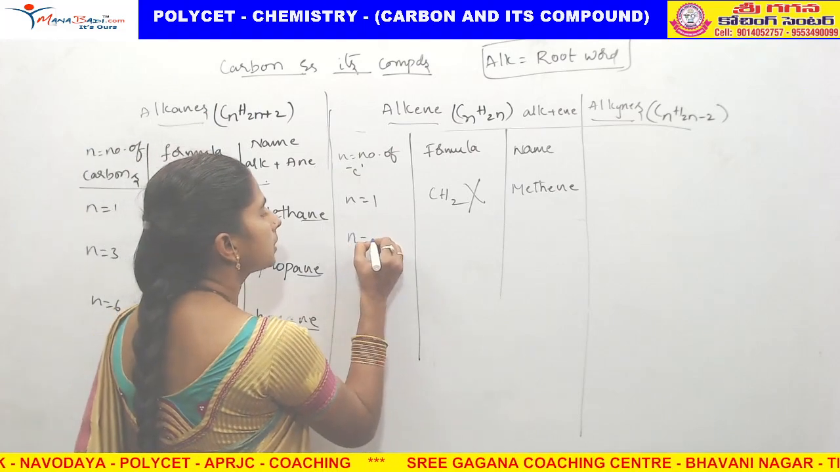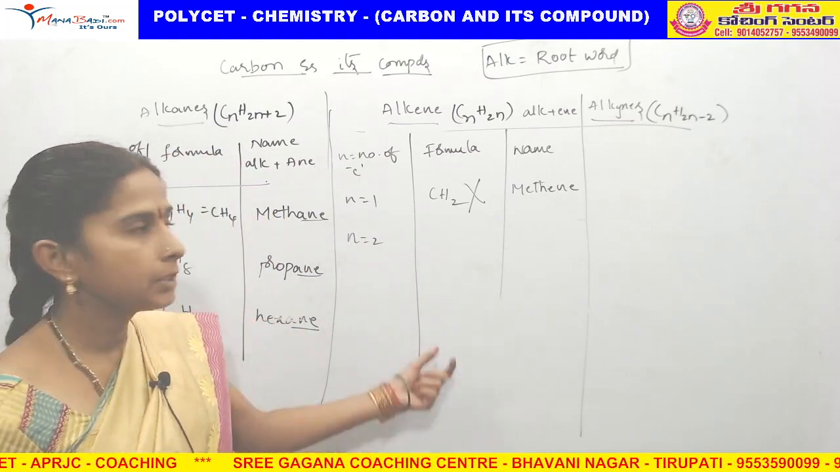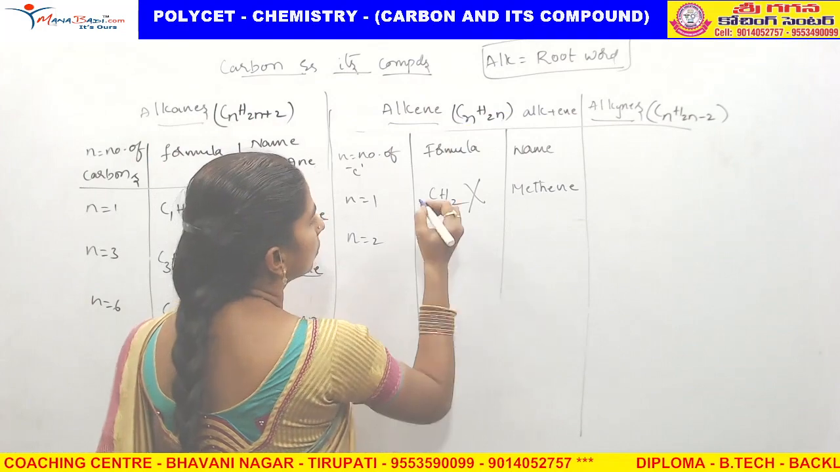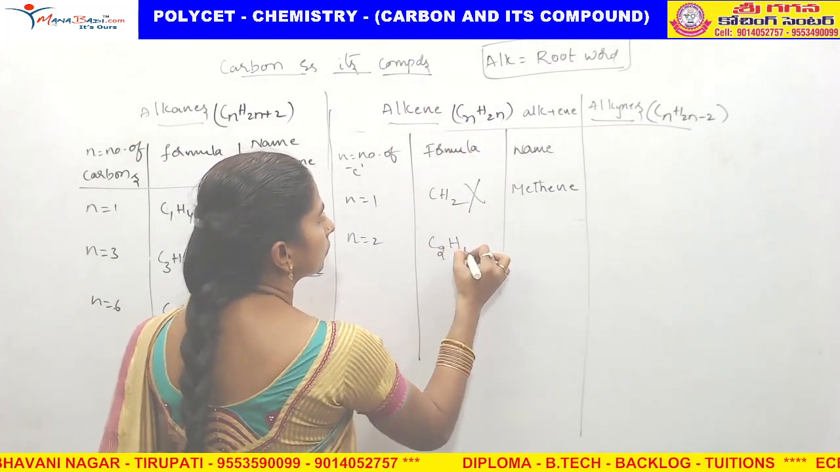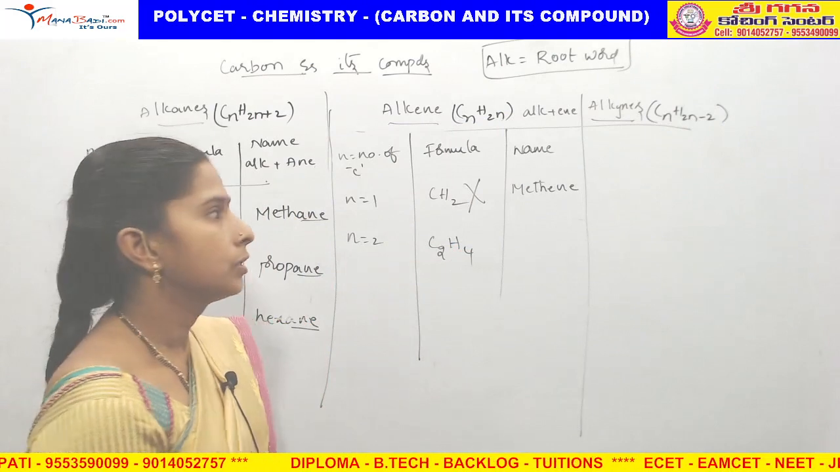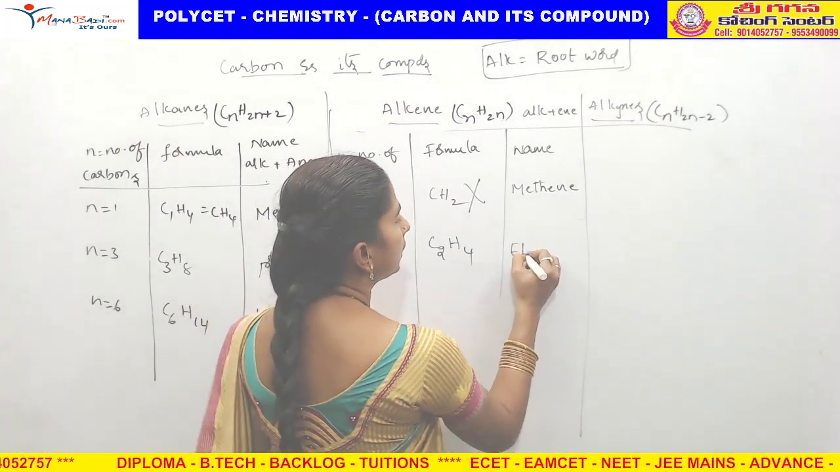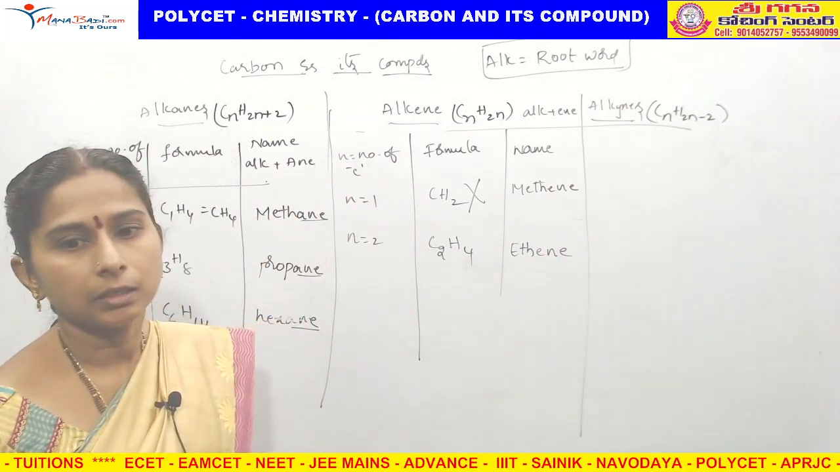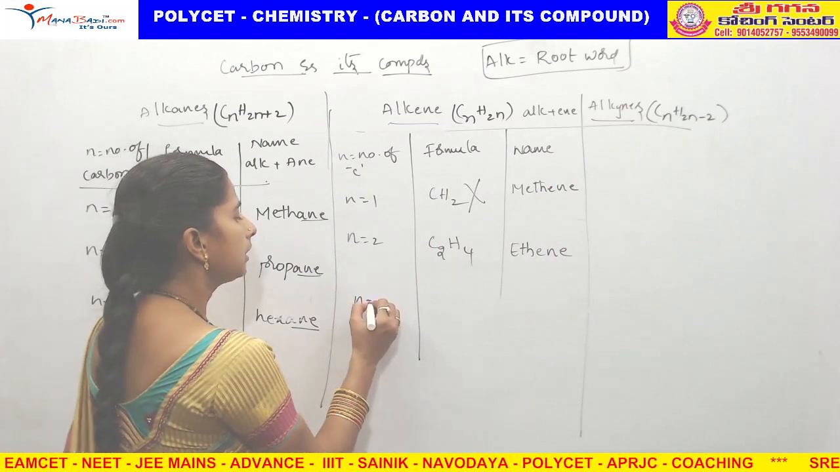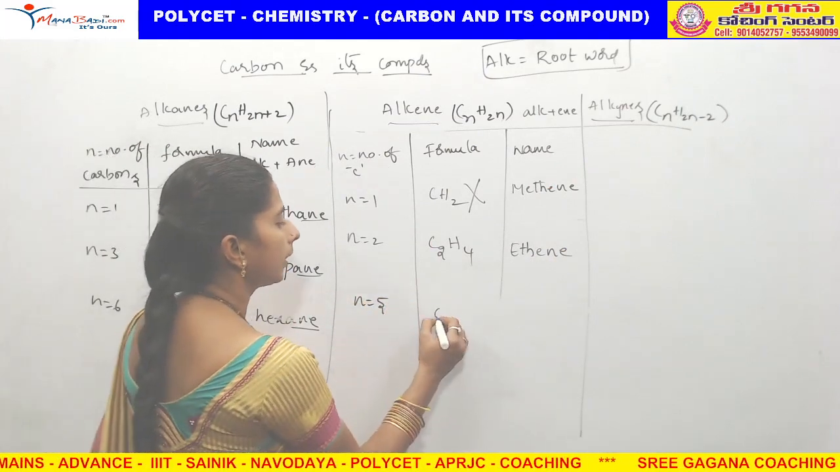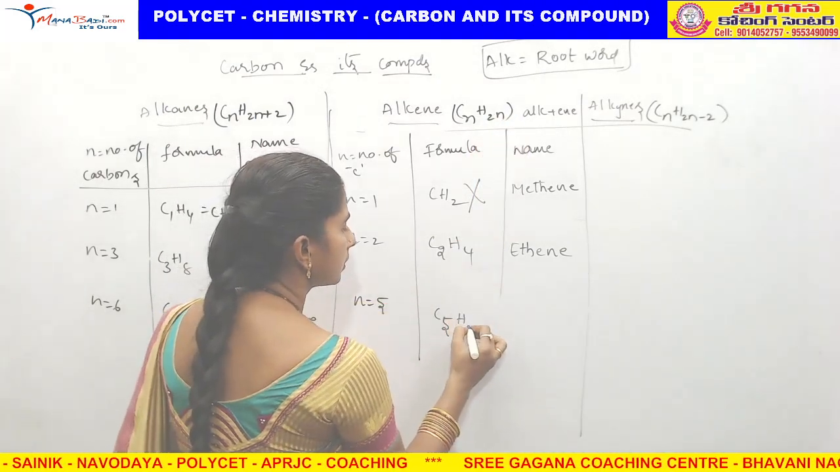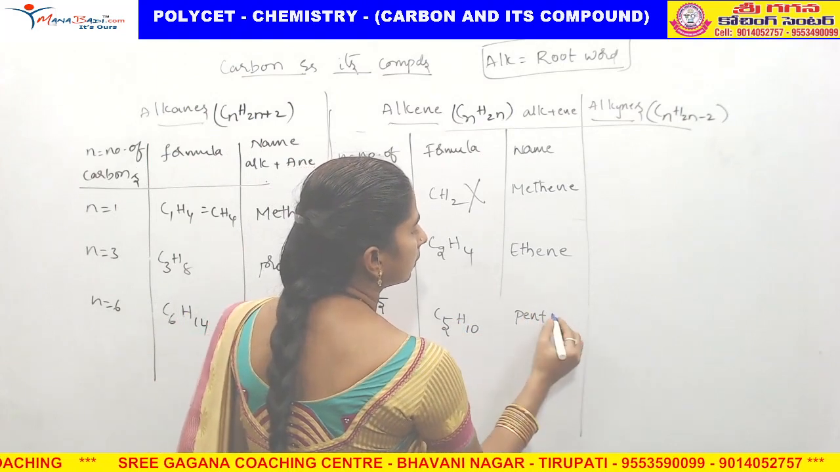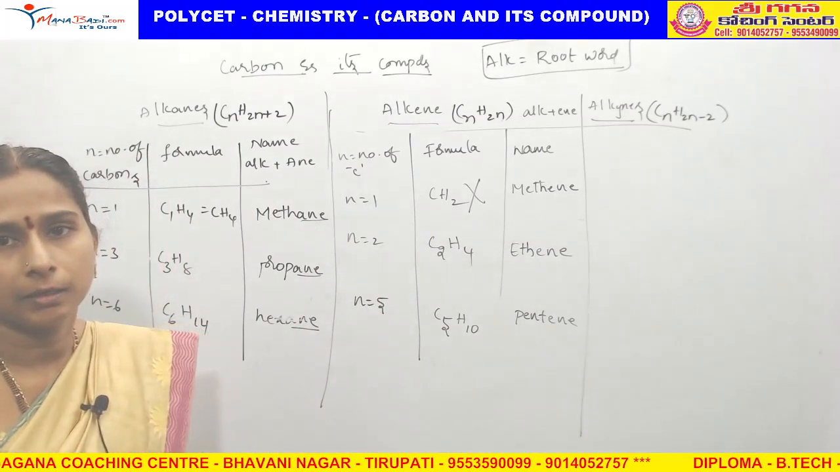Now coming to n equal to 2. What would be the formula? C2H4. C2H4, what would be the name? Eth plus ene, ethene. For example, n is equal to 5. C5, 5 times 2 is 10, H10. Pent plus ene, pentene is the name. Pentene.